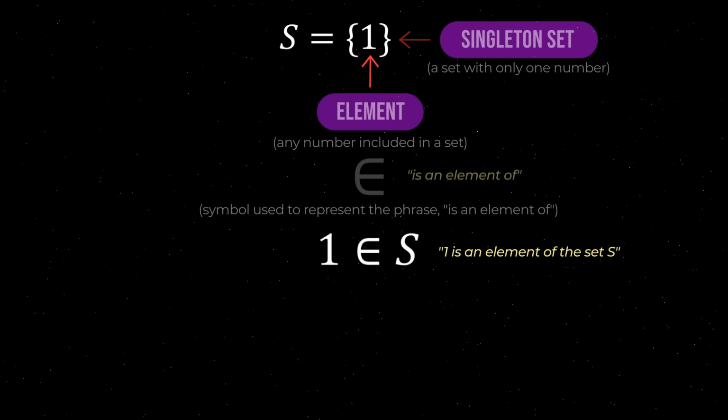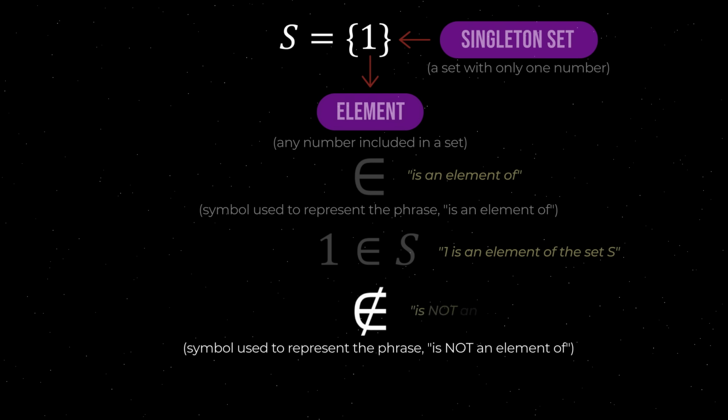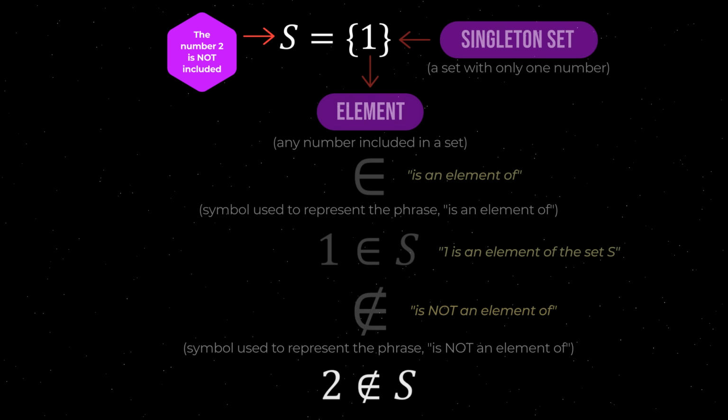To indicate that a number is not an element of a set, we use the following symbol. So, returning to our singleton set S, we can see, for example, that the number 2 is not included in this set. Therefore, we can write 2 is not an element of the set S.